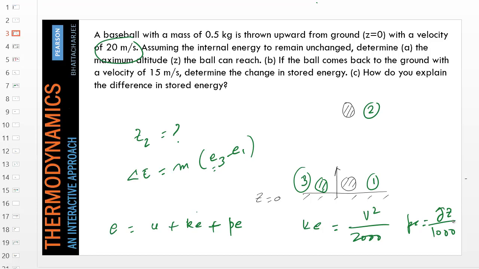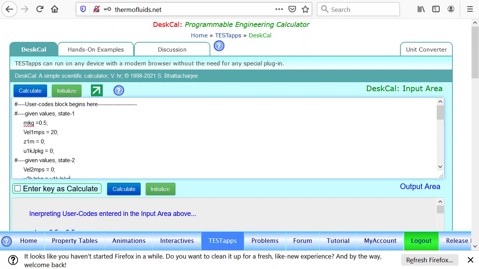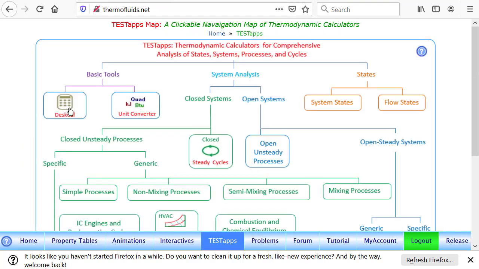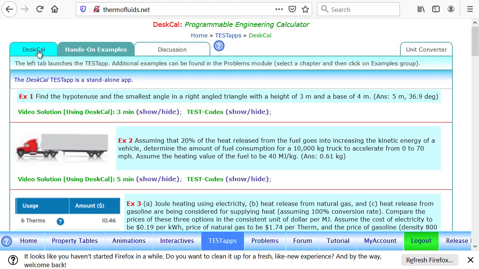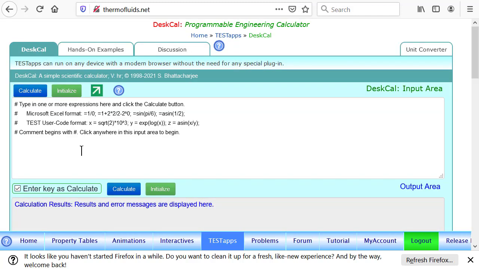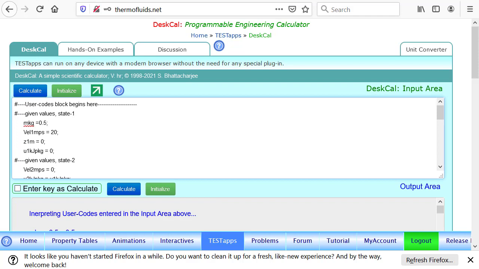already written the code, so I'll just quickly go over how we, for instance, launch the app, and then how the test code will look like. To launch the app, we simply go to Test Steps, DeskCal, and go here, and we can start writing the code right here. Obviously, the good practice is always to write a comment and divide the code into blocks, and that's what I want to highlight here.